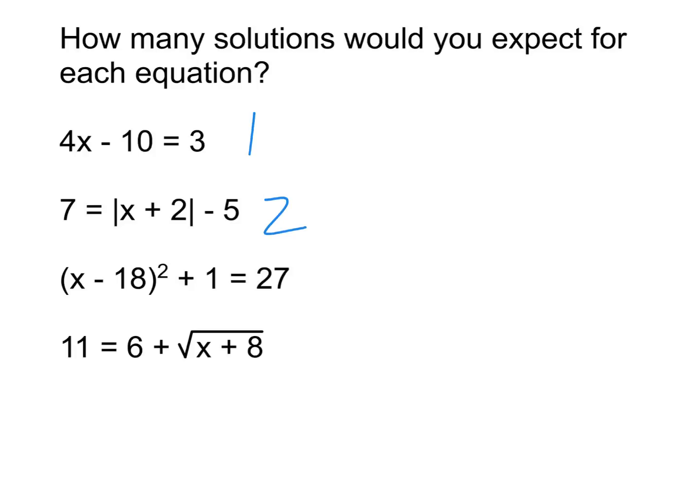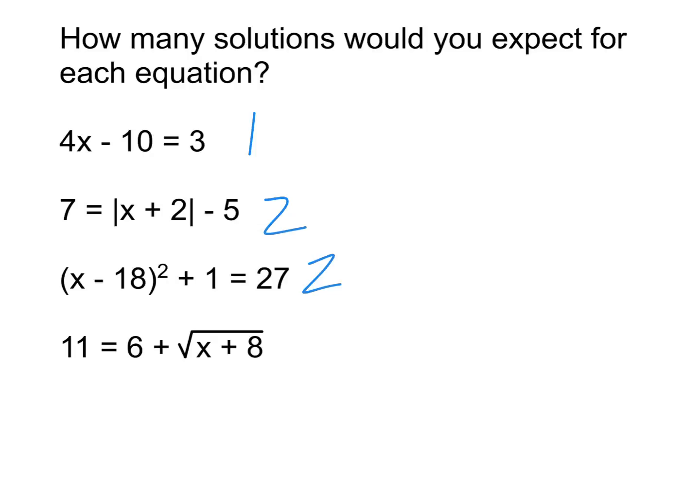Then for the third one, we're dealing with a quadratic here. So when solving a quadratic, how many solutions would you expect? Two, yes. So when solving this, we would subtract the one from both sides, and then we would take the square root. When you take the square root of both sides of an equation, that's where you get two solutions again.